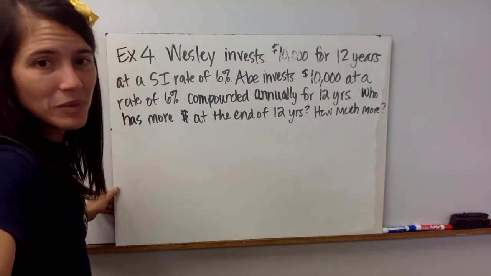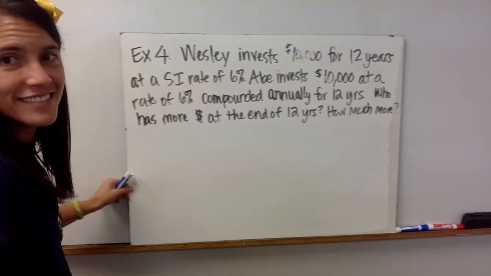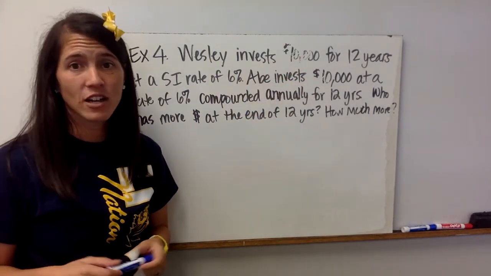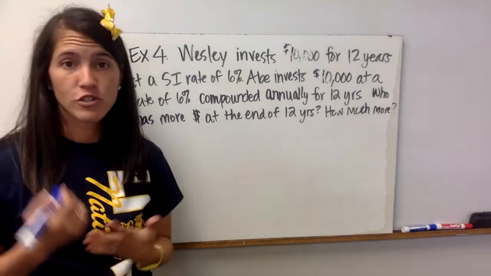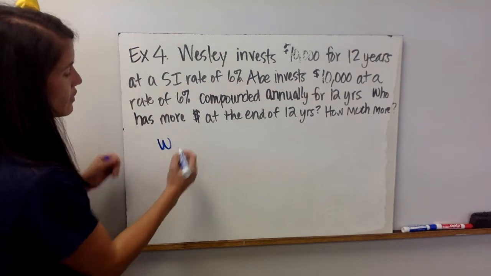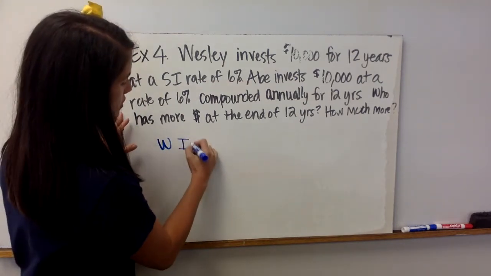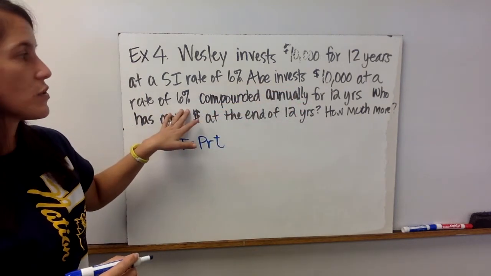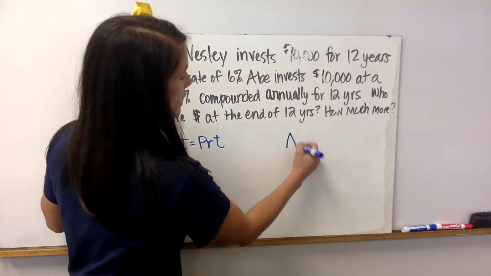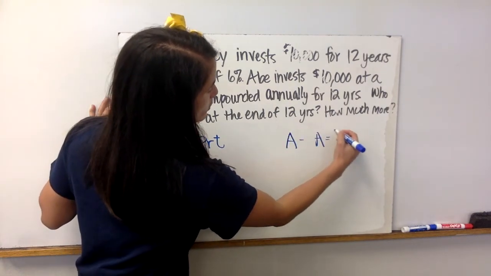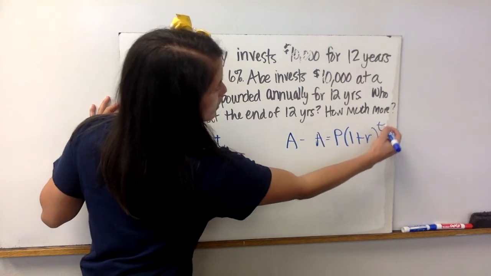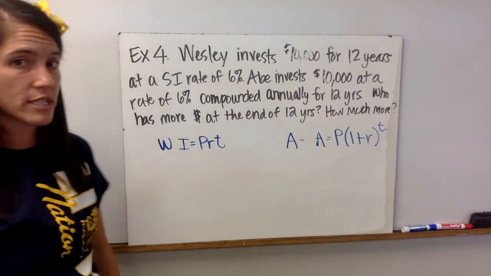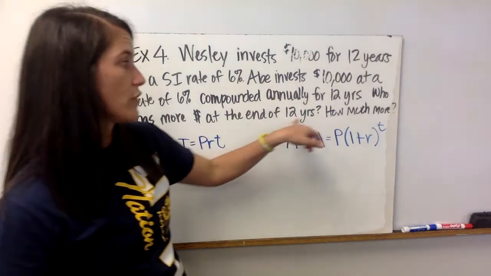All right, our last example. Wesley invests $10,000 for 12 years at a simple interest rate of 6%. So we have Wesley over here, simple interest, I equals PRT. Abe invests $10,000 at a rate of 6% compounded annually for 12 years. So Abe is over here, compound interest. So Wesley is doing simple interest, Abe is doing compound interest. Who has more money at the end of 12 years and how much more?